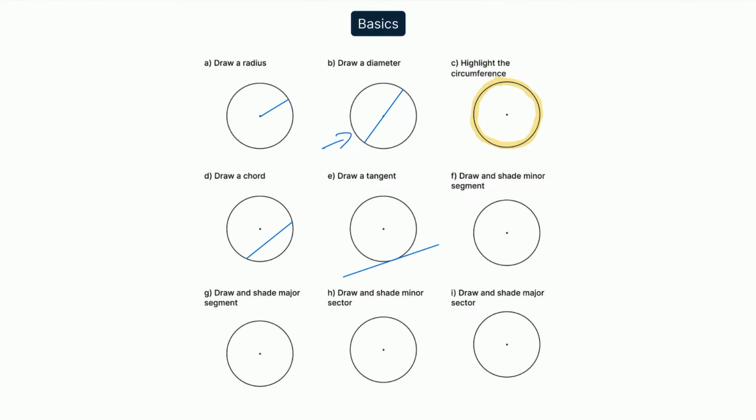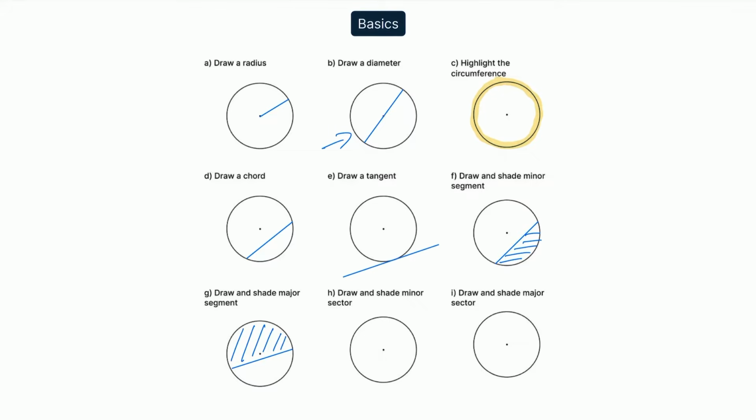Now shade the minor segment. So you will draw a chord first. So a chord is a line where 2 points touch the circumference. The minor segment is the small bit. Okay, again, if I draw a chord here, I can draw a chord like this. Now it says the major segment. So the major segment is the major bit there, the bigger side, okay?